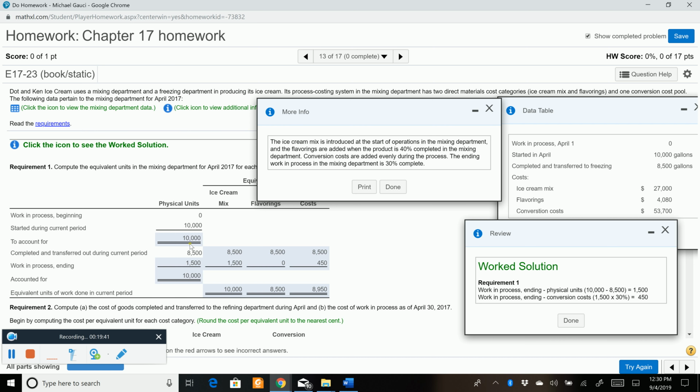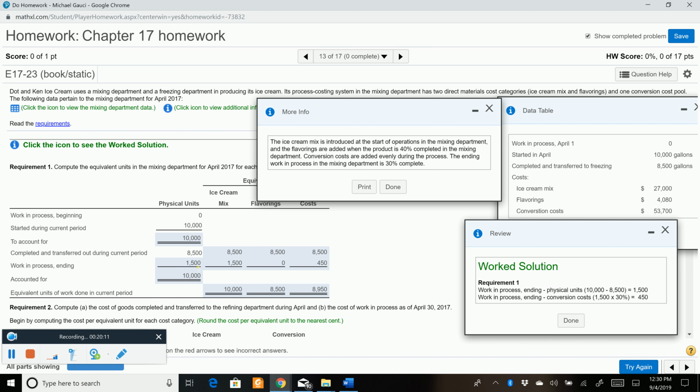Out of the 10,000 units, 8,500 gallons were both completed and transferred out during the period. So in regards to mixing and flavorings and conversion costs, they're all 100% complete. So we take our physical units, multiply it by the percent complete of 100%. That gives us our equivalent units for all three: the mixing stage, the flavoring stage, and our conversion costs.